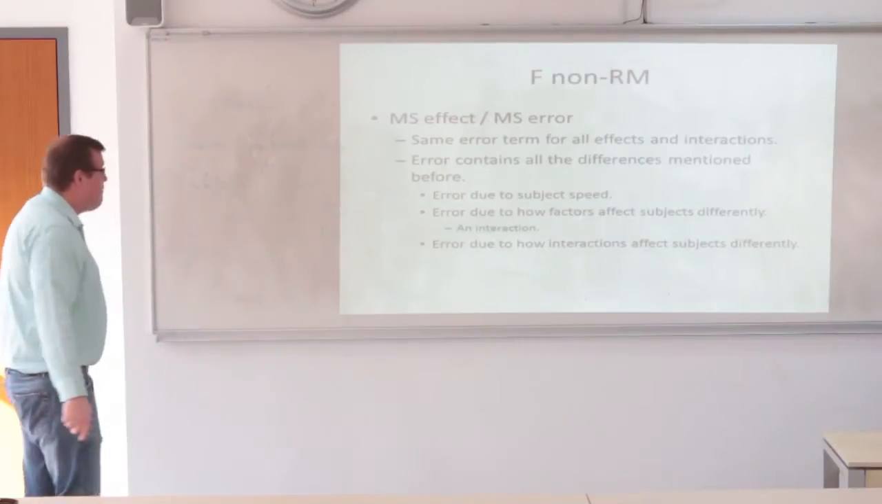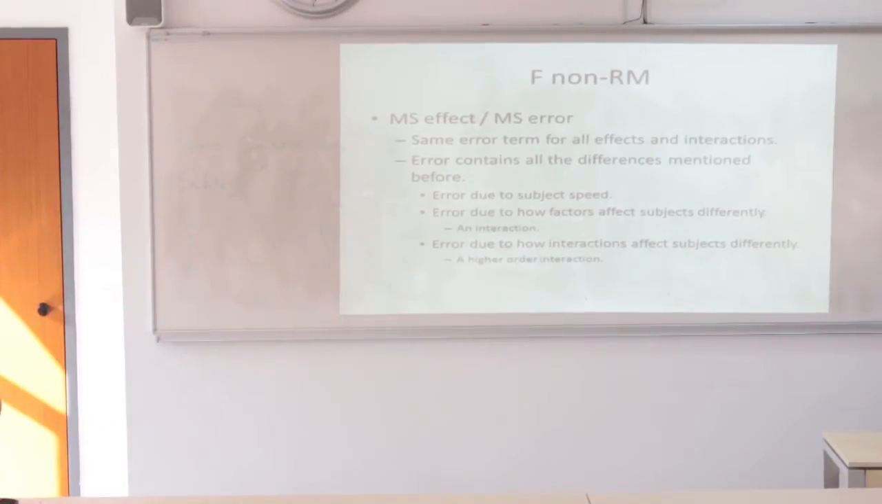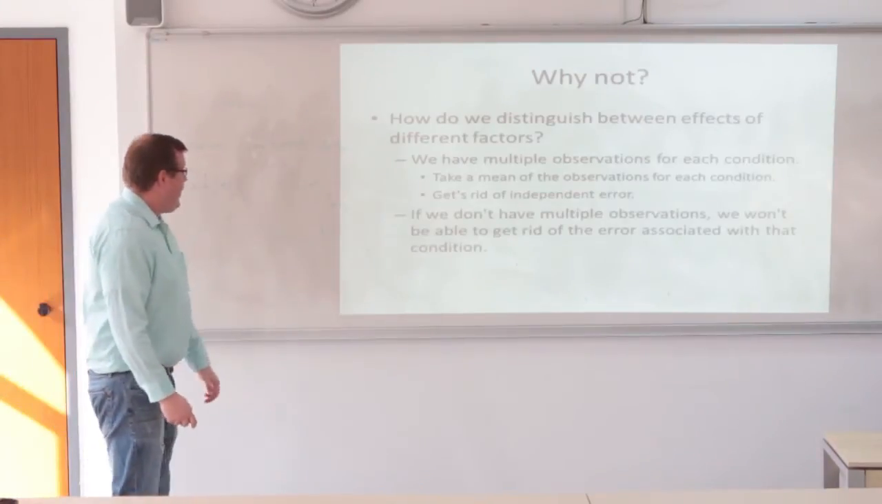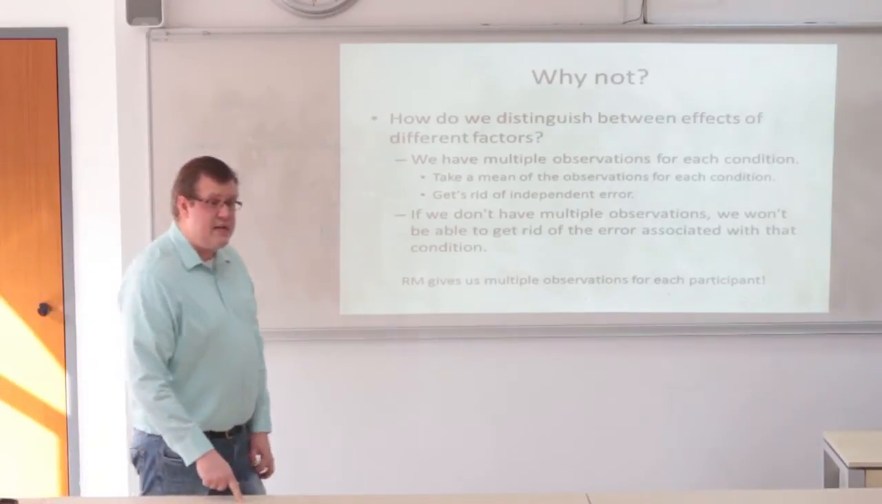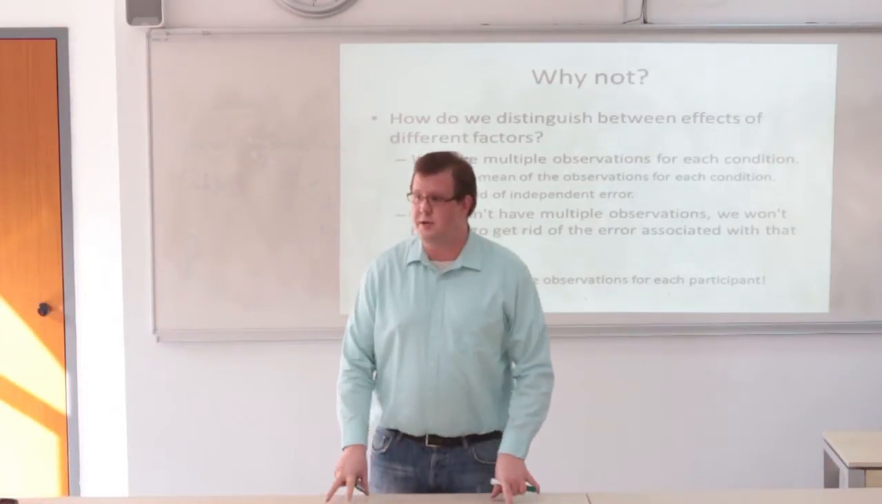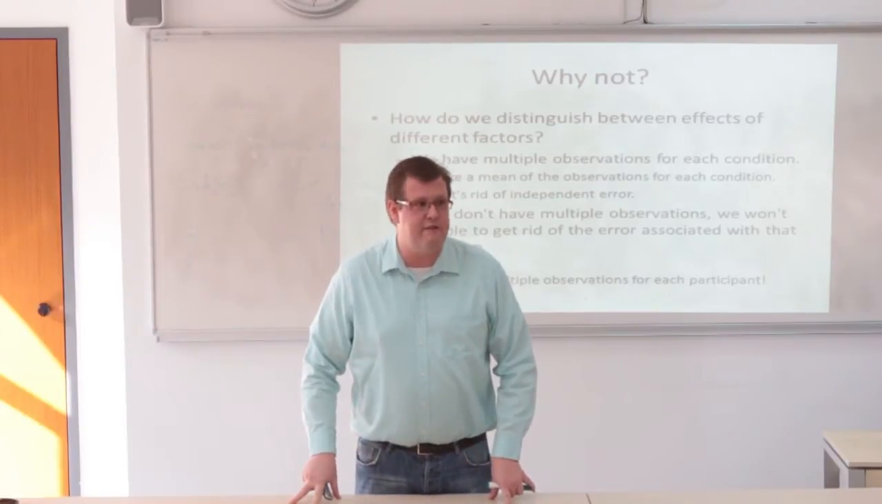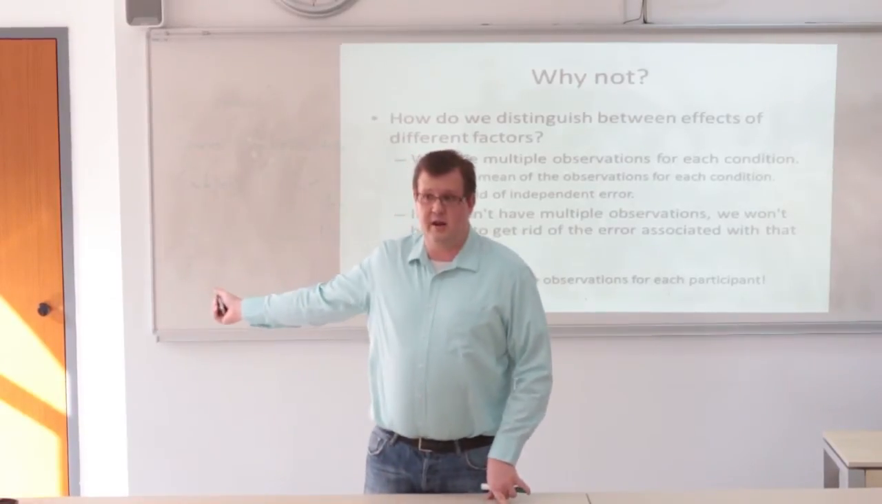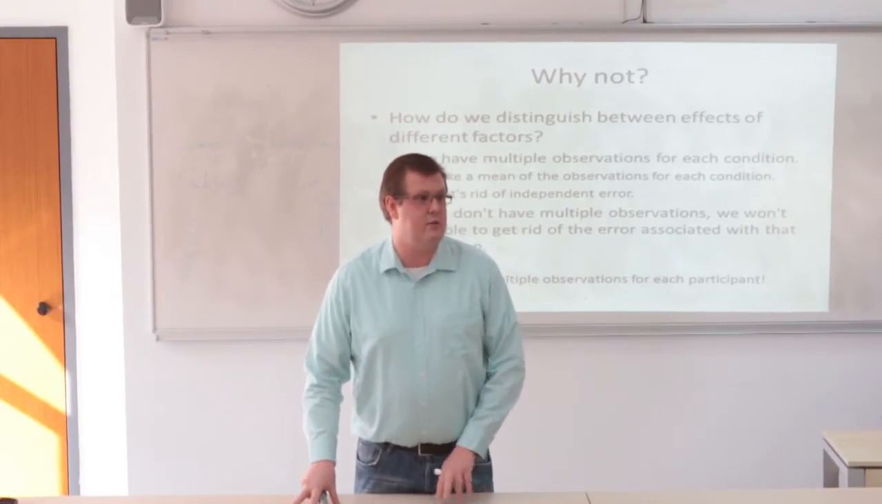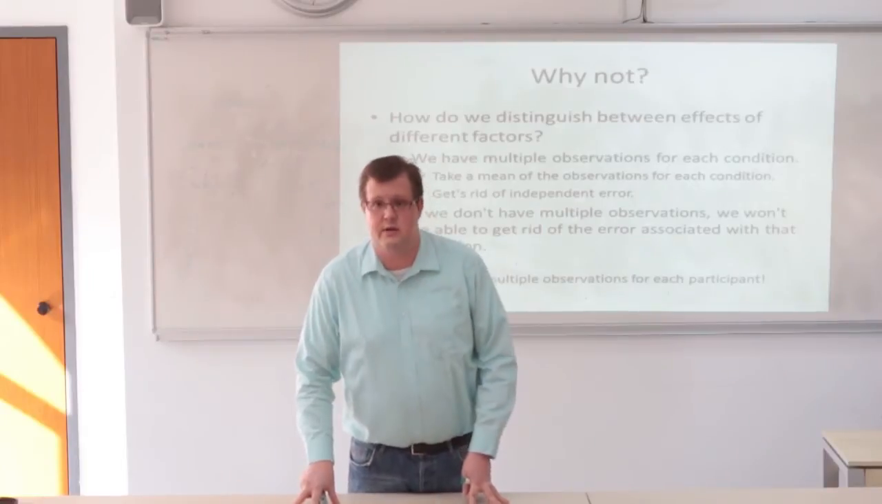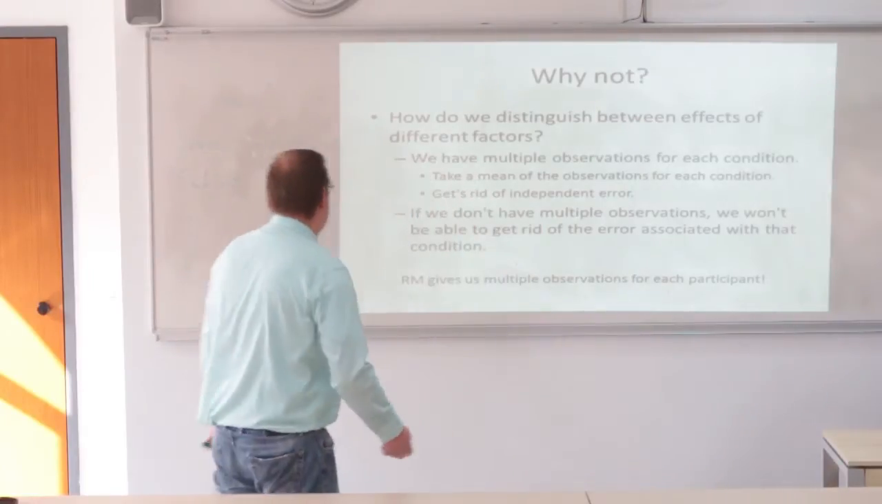But when we are taking multiple measurements, those things will come out. Okay, so the repeated measures gives us multiple observations for each participant, which means that potentially by having repeated measures for each participant, we can get an idea about the effects of our subject factor. And we can get an idea as to the interactions between our subject factor with our factors that we are interested in, or the interaction that we're interested in.